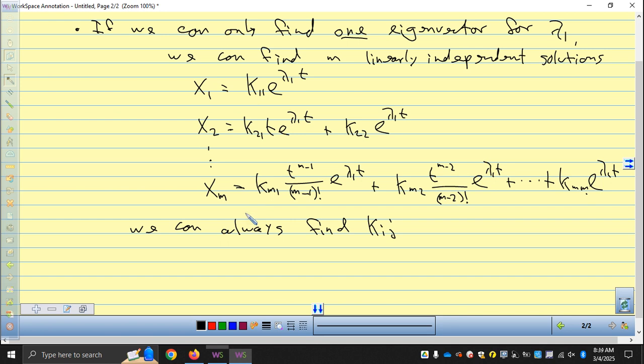And don't worry about all of this notation, because all of these numbers come out of our system of equations that result from our characteristic equation when we actually find our eigenvectors. The point here is we can always find our linearly independent solutions, even when we can only find one eigenvector for our particular repeated eigenvalue.